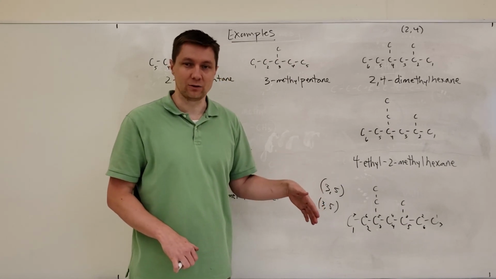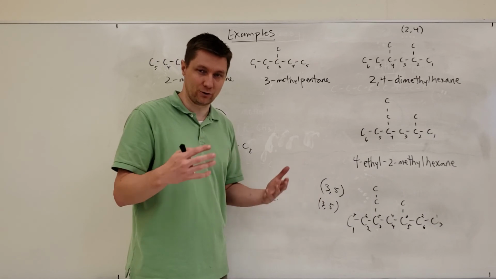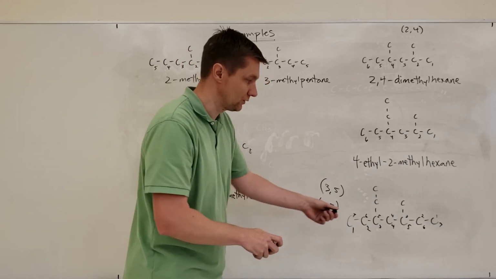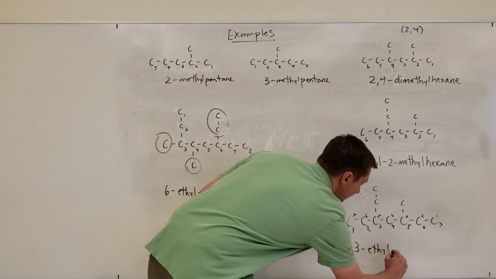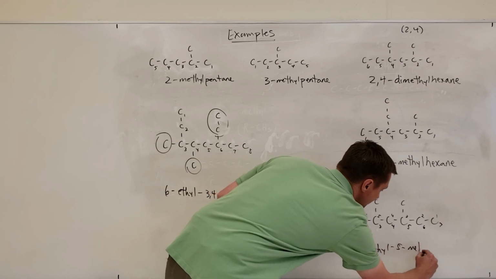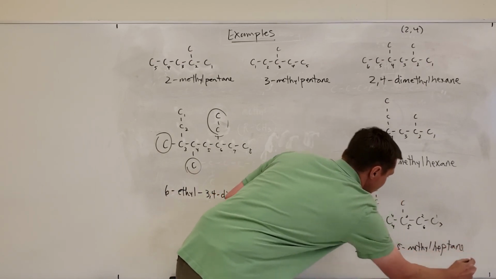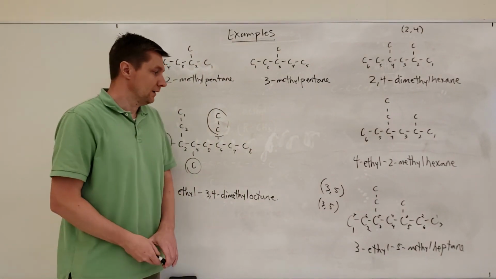So in this case, I could name it 5-ethyl, 3-methyl, but I'm not going to, because I can give the ethyl the 3 and the methyl the 5. And so if I can do that, I will do that. And so the name of this molecule will be 3-ethyl-5-methylheptane.